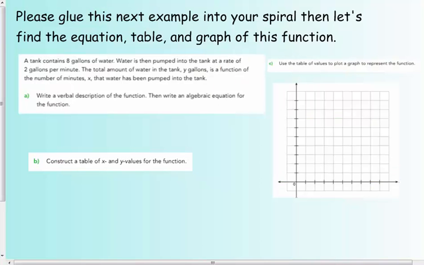Nope, we don't have to glue this in. Okay, so you have it right here on your paper, don't worry about that.